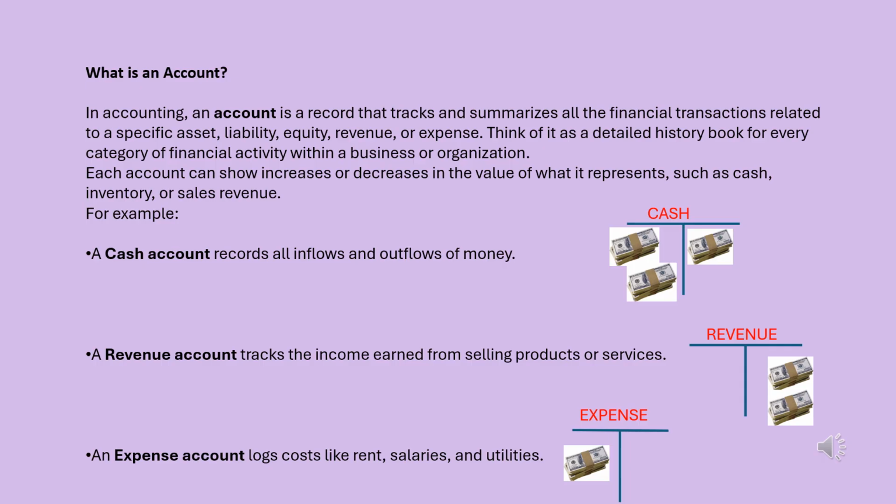Each account can show increases or decreases in the value of what it represents, such as cash, inventory, or sales revenue. For example, a cash account records all inflows and outflows of money. A revenue account tracks the income earned from selling products or services. An expense account logs costs like rent, salaries, and utilities.